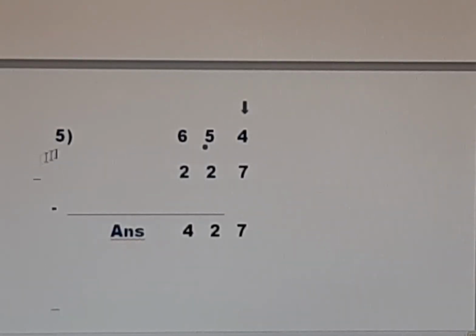Another example. Example 5th is 654 minus 227. Which one is the higher figure? 654. And which one is the lower figure? 227. You just have to check it. From 6 you can minus 2. Yeah. From 5 you can minus 2. Yes. But from 4 you can minus 7? No. So here is a lower figure, but it is very difficult. But you can do a base figure, but you go this way.